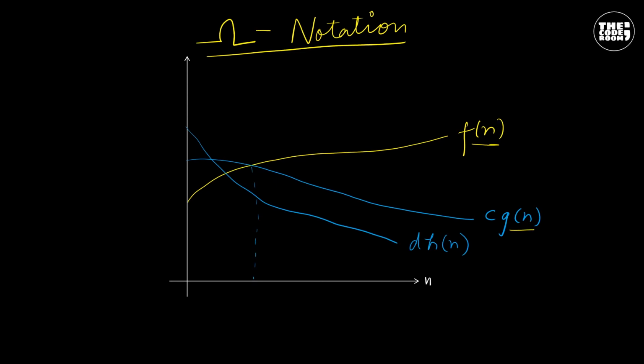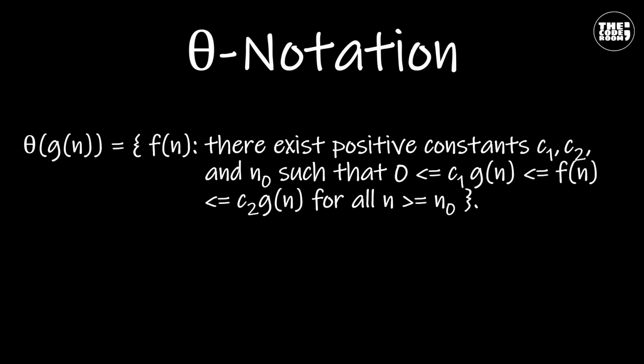Again we have another function h of n which is also less than or equal to f of n for some values of n greater than n naught. And f of n is a big omega of both h of n as well as g of n, but we consider g of n because g of n is the closest function to f of n. Now we have the theta notation.